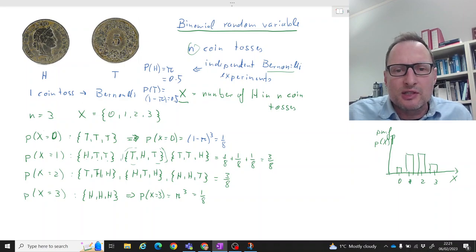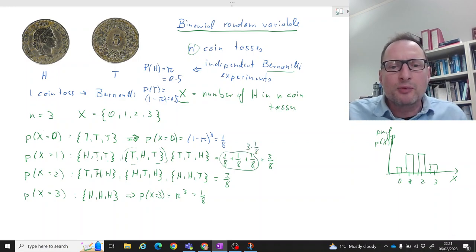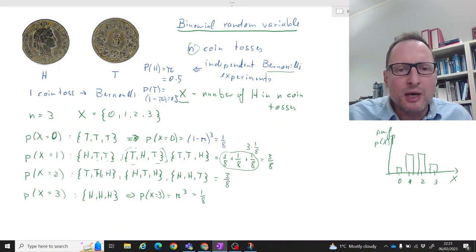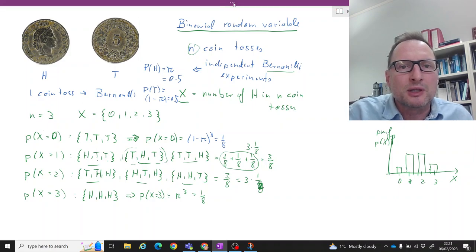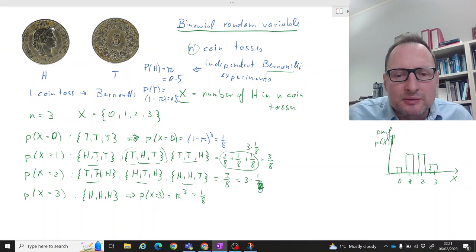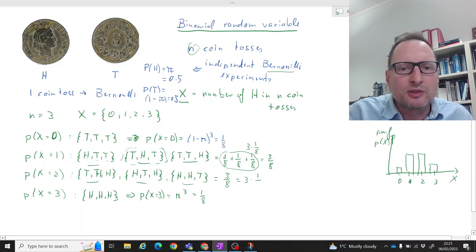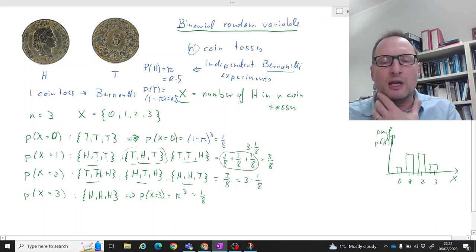So what you see here, this here is really 3 times, that will be important later, 3 times 1 over 8. And why is it 3 times 1 over 8? Because we're having 3 ways, 1, 2, 3, in which we can get 1 head and 2 tails. And the same here, this is also 3 times 1 over 8, because there are 3 ways in which we can get 2 heads. Let me just clear that. So each individual sequence has a probability of 1 over 8, and there are 3 of them. So it's 3 times 1 over 8.